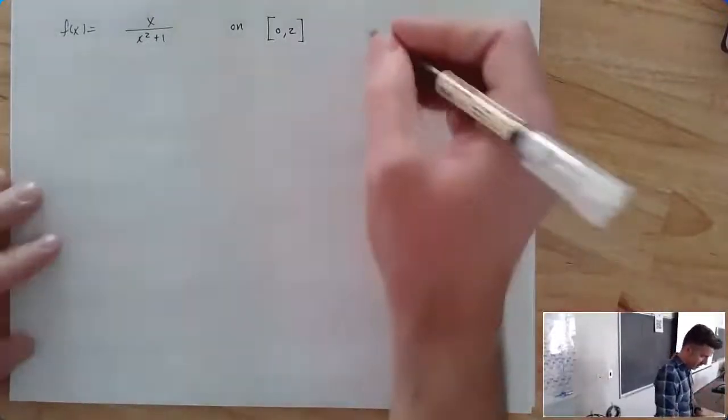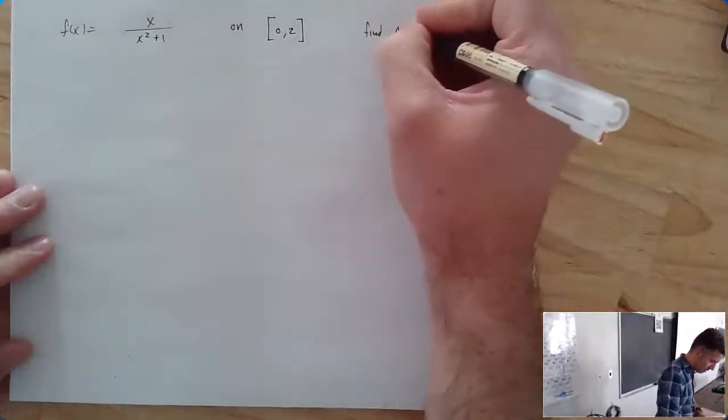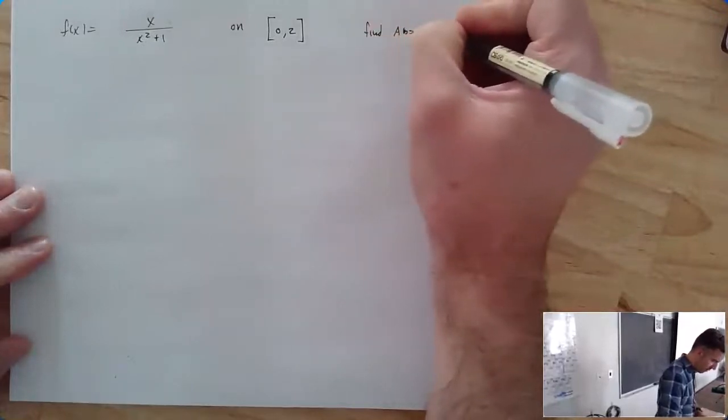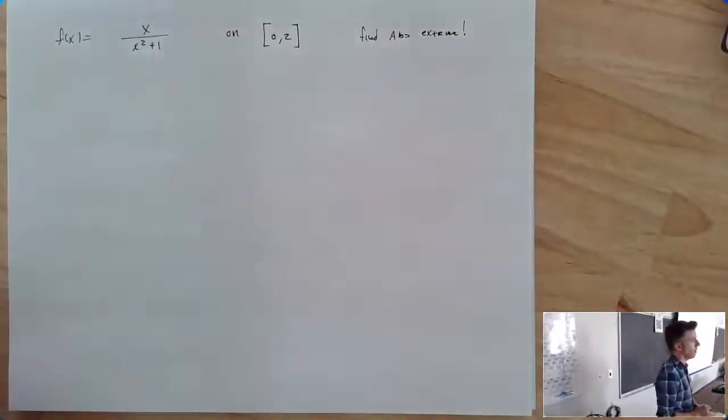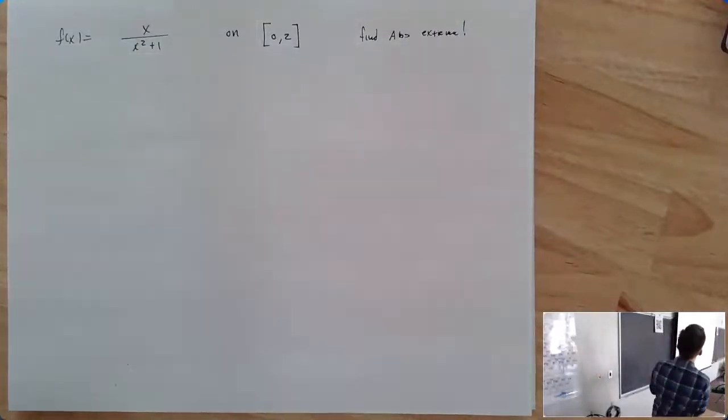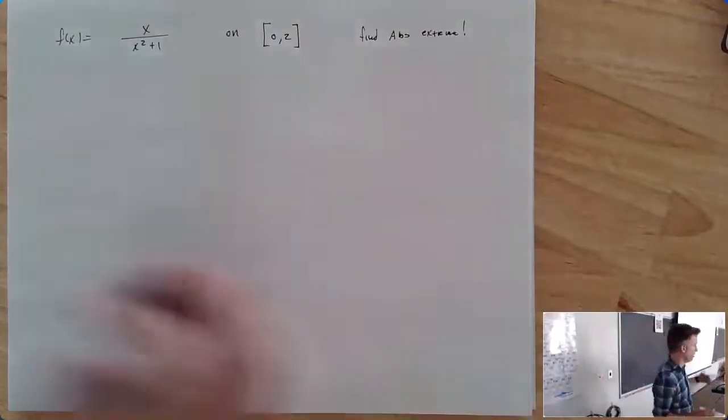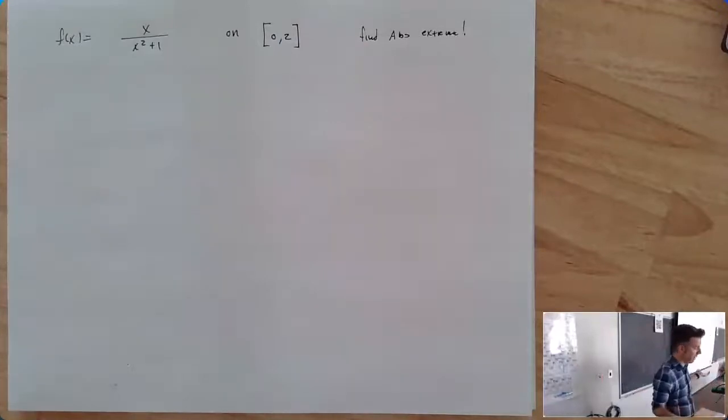Okay, so we want to find the absolute extrema. Actually, before we find them, let's make sure we can. Is this function continuous on the interval from 0 to 2? Well, it's a rational function. Rational functions are always continuous on their domains. So the real question is, is this function defined on the interval from 0 to 2? And it for sure is, it's actually defined everywhere because the denominator is never equal to 0, because it's x squared plus 1, which is always positive. So we're safe. Definitely we can use it because our function is continuous everywhere, actually.